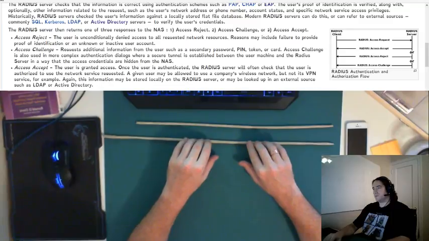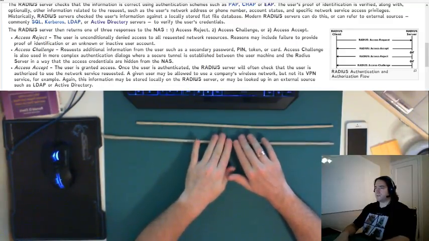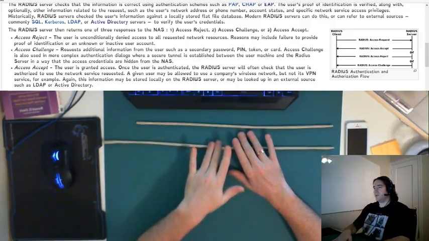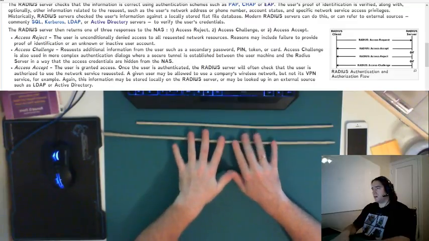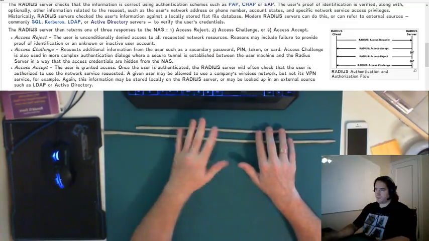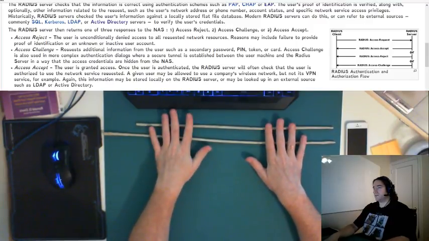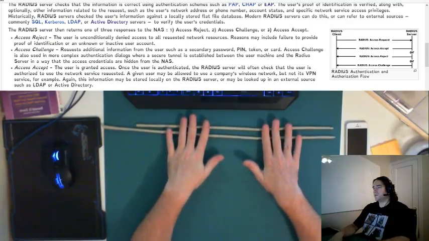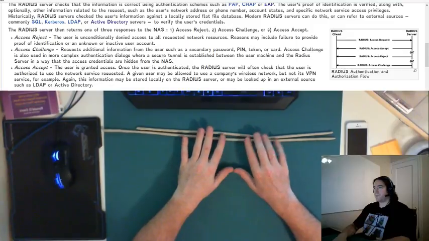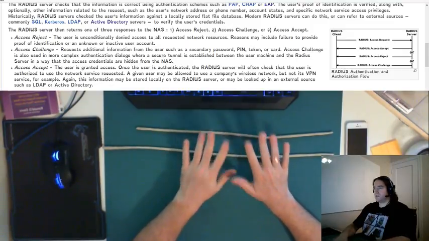Once the user is authenticated, the Radius server will often check that the user is authorized to use the network service requested. A given user may be allowed to use a company's wireless network, but not its VPN service, for example. Again, this information may be stored locally on a Radius server or may be looked up by external services such as LDAP or Active Directory. Okay. So Radius request has a reject, challenge, and accept.